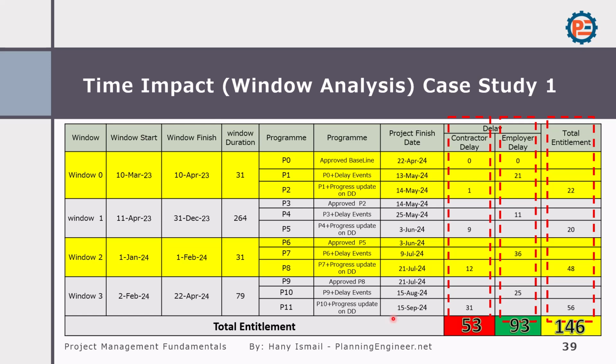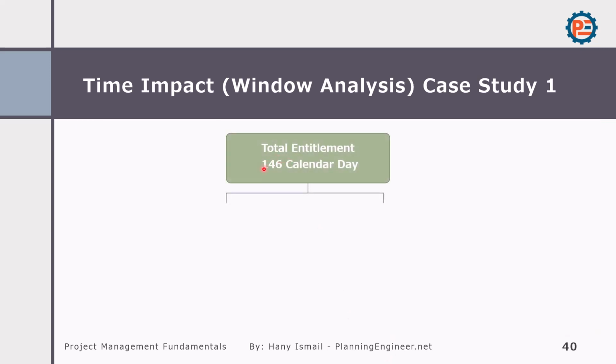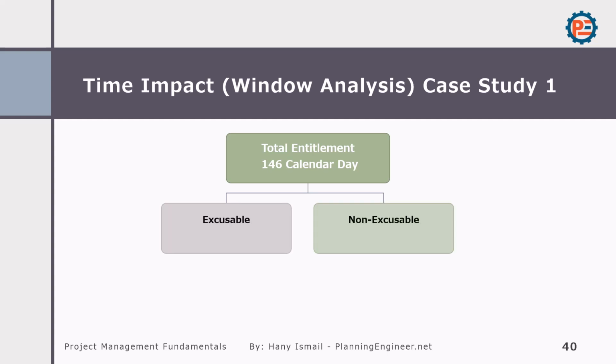Now, considering this scenario, what we should do, we have 146 calendar days of delays. We have here excusable delay and non-excusable delay. The excusable delays are 93. The non-excusable are 53. What does excusable mean? Excusable means the contractor has some rights to be delayed. Okay, and there are 53 days that have no reason for delays or no excuse for the delays.